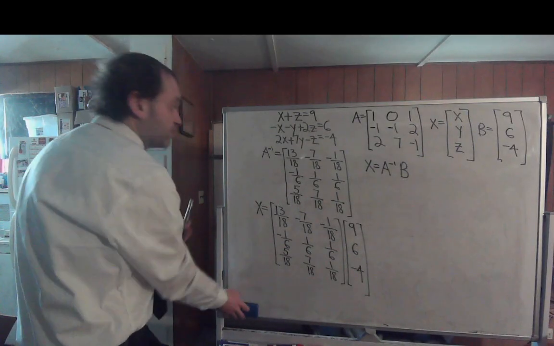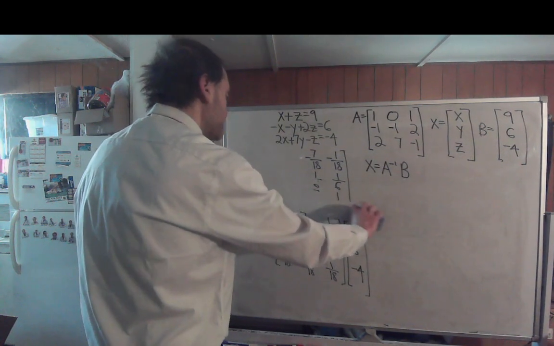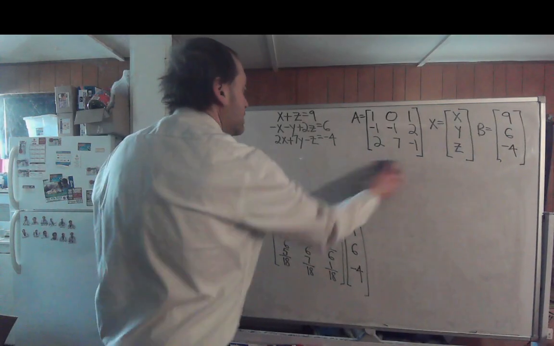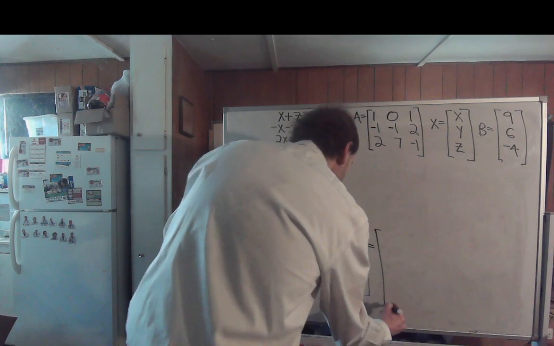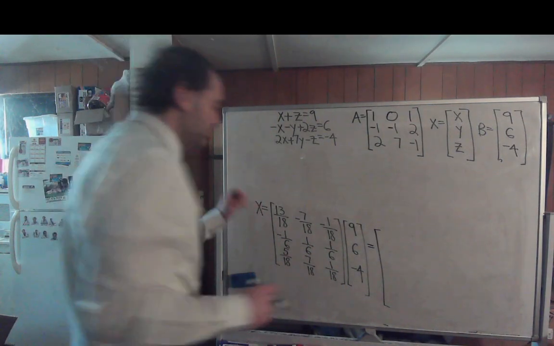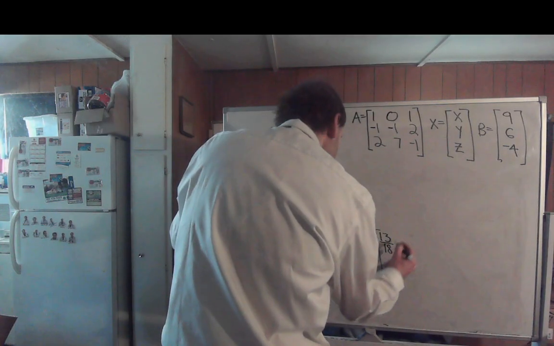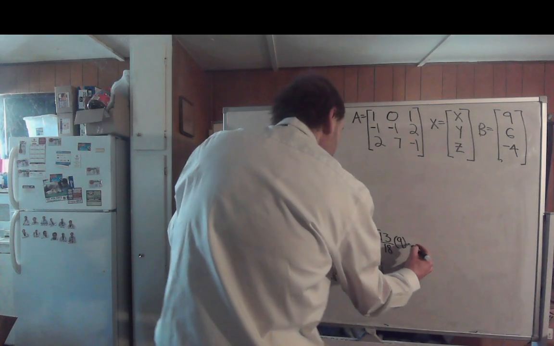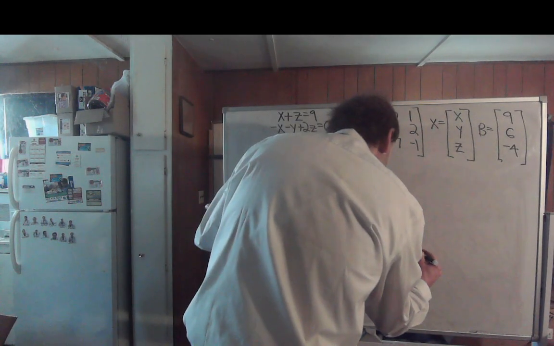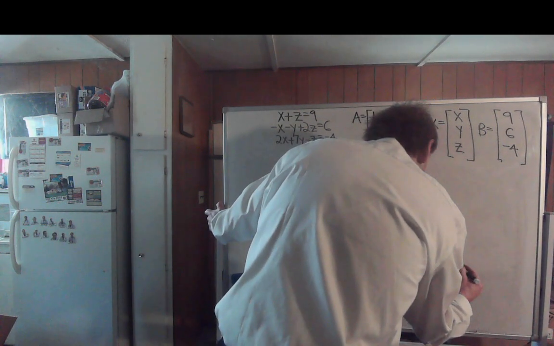I think now we can erase this part because we know exactly what we're doing here. Alright, so a 3 by 3 times a 3 by 1 will give you a 3 by 1 for what x equals. So we will take 13/18 times 9 minus that 7/18 times 6 minus 1/18 times -4.